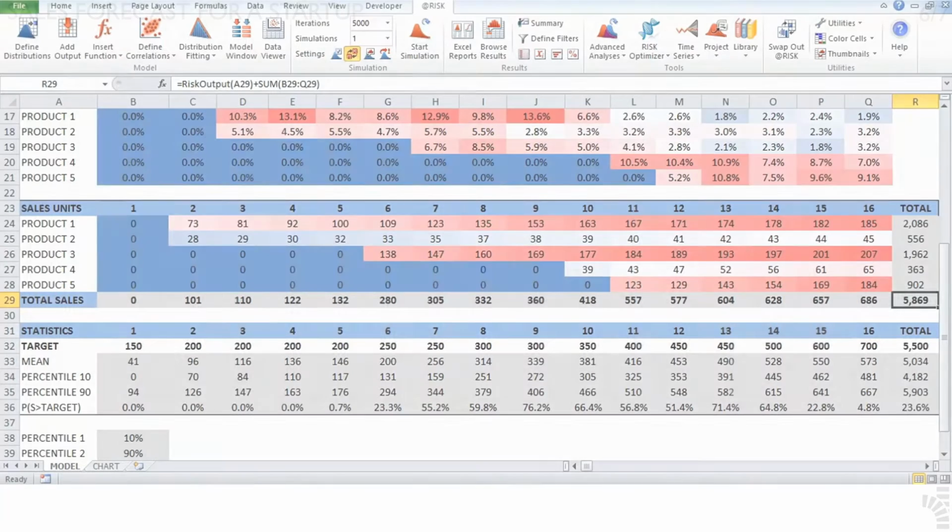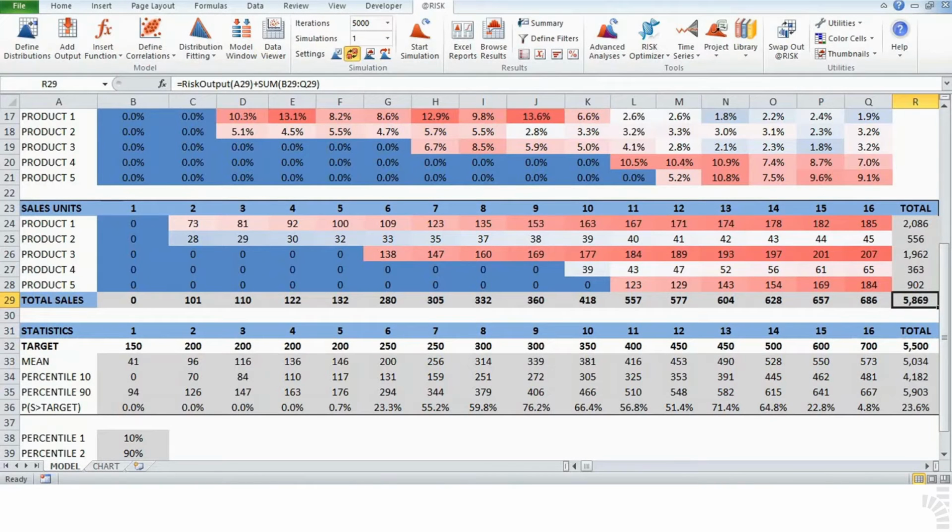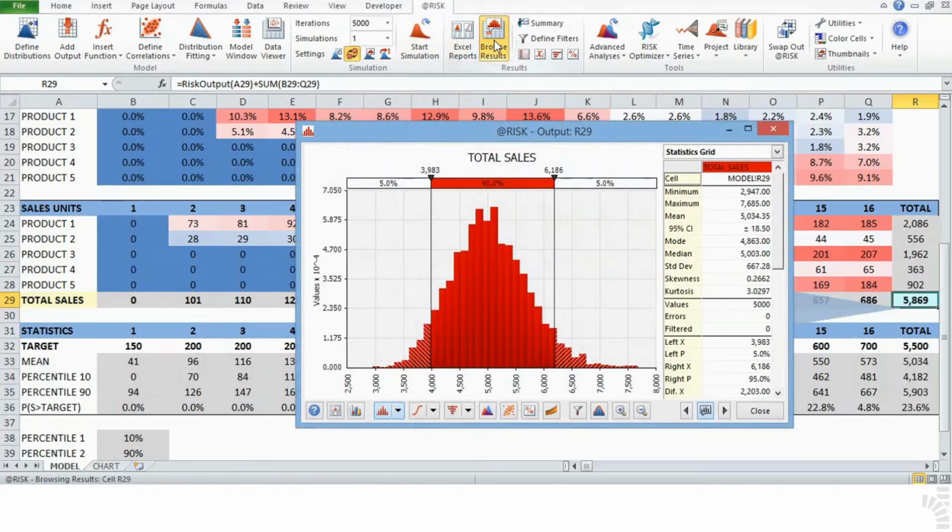Interpreting simulation results. 60. Place your cursor on R29 and click on the Browse Results icon of the at-risk ribbon. Cell R32 calculates the total sum of the target budget for the 4-year period, at 5,500 units.